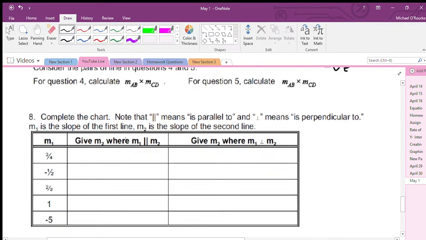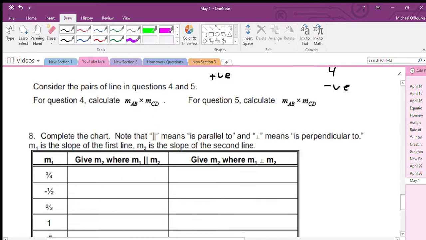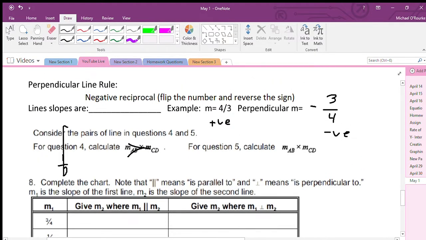Now, we're going to kind of put these together. I'm not going to worry about this part here. We're going to cross these out. We'll take a look at it real quick. So let's say I have a slope of 1 over 2. If I had a slope of 1 over 2, the perpendicular slope would be negative 2 over 1. Okay? So we flip it, change the sign.